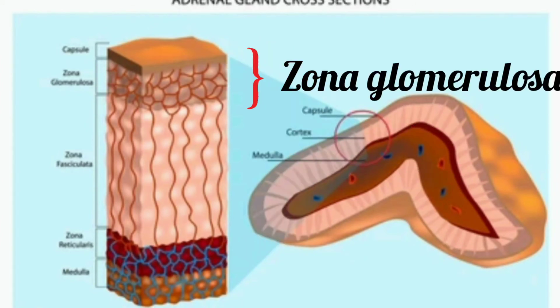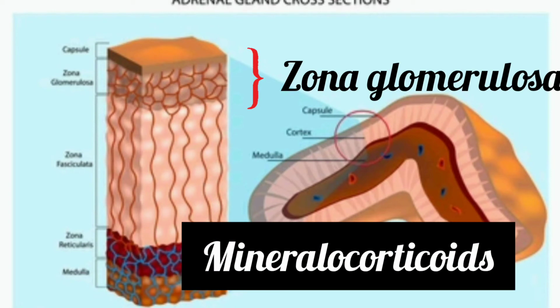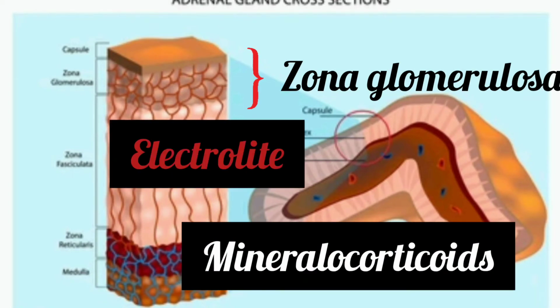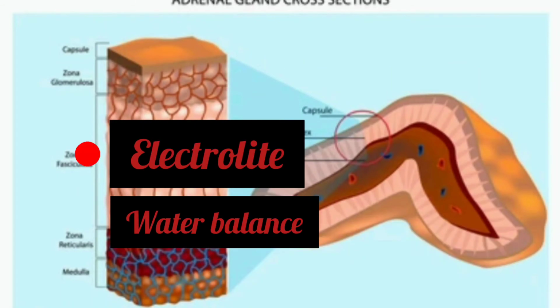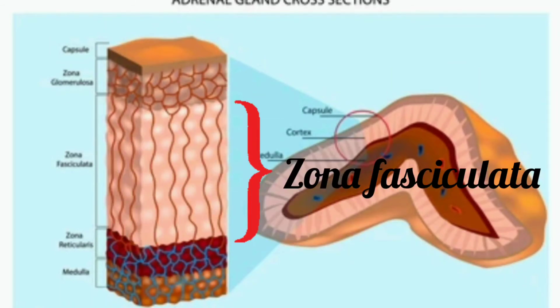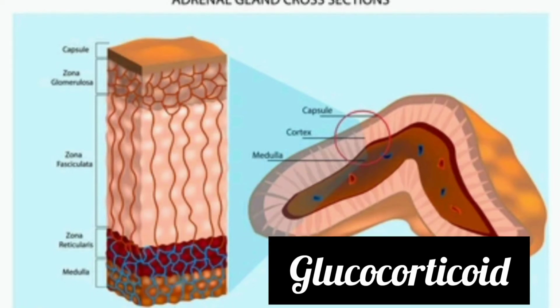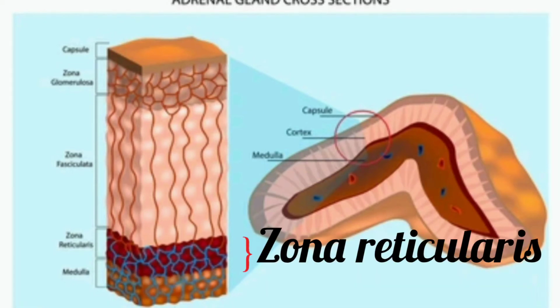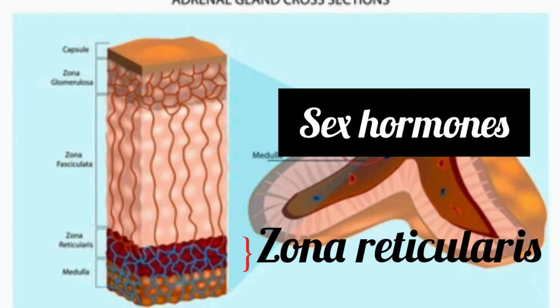The uppermost layer of the cortex is the zona glomerulosa, which produces the mineralocorticoids, and it helps in the electrolyte balance and also the water balance of the body. And the next layer is the zona fasciculata, which produces the glucocorticoids, and the innermost layer is the zona reticularis, which produces the sex hormones.